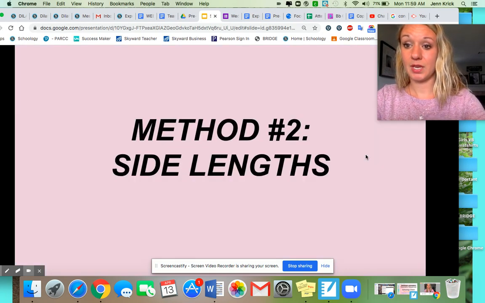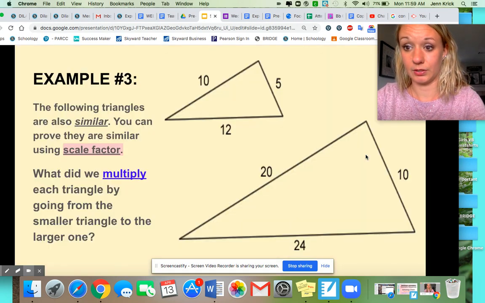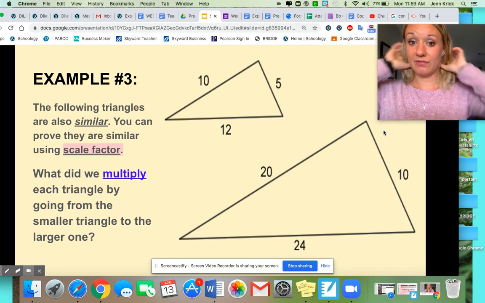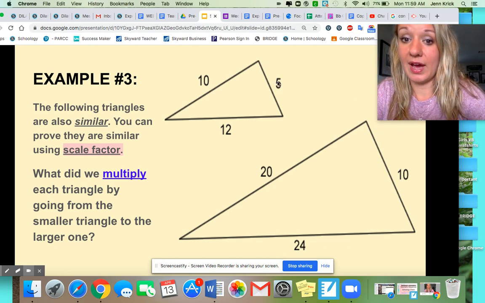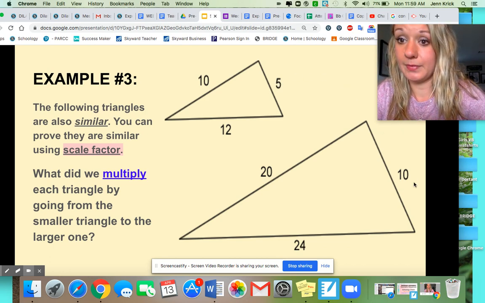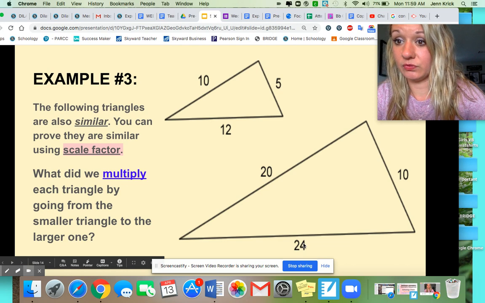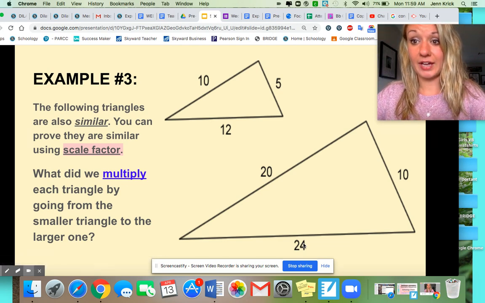Okay, here's method number two, side lengths. You'll probably see this method used more often than with angles. If I'm looking at the side lengths, we can see that if we multiply by the same number, they're truly similar. So let's start with our 5 here. I know that 5 times 2 gets me to 10. And I know that 10 times 2 gets me to 20. And I know that 12 times 2 gets me to 24. Because we're multiplying every side length by the same scale factor and it's all consistent, they would be similar.